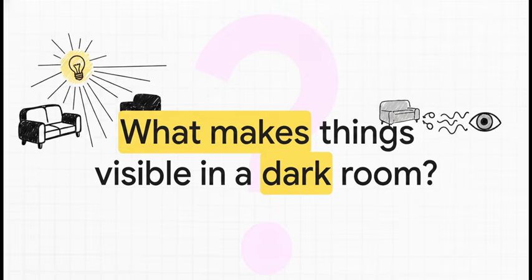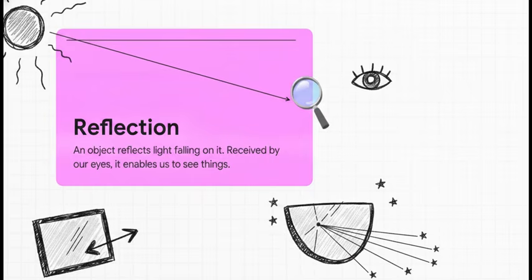Then bam, a single light bulb clicks on. Suddenly, the whole room pops into view. But what's actually happening in that tiny fraction of a second? What's the exact physical mechanism connecting that light bulb, the objects in the room, and your eyes? Well, the magic word here is reflection.